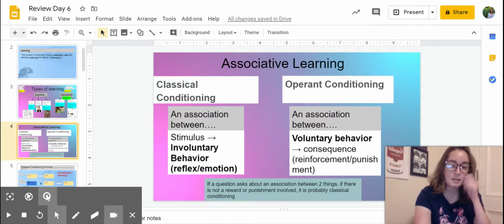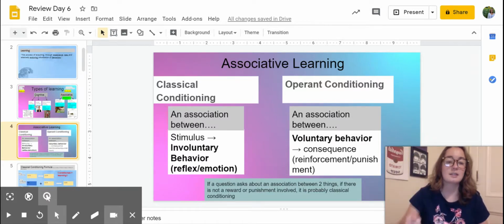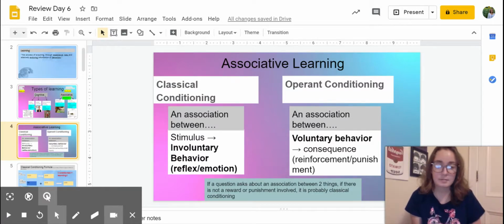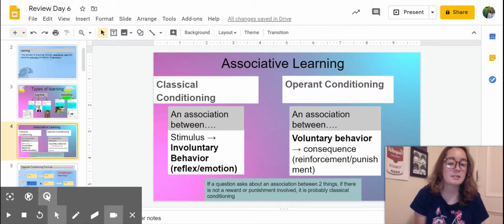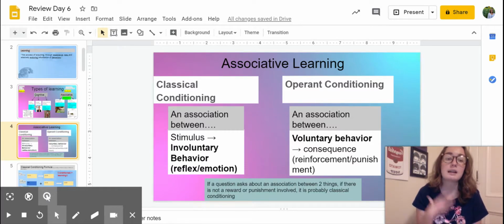Then operant conditioning kind of flips it. Whereas in classical, it's a stimulus that then causes a behavior, in operant conditioning, it's a behavior that is then getting rewarded or punished. And based on that reward or punishment, it'll either happen again or not happen again. And the key thing to note about operant conditioning is that it's a voluntary behavior, that you have conscious control over whether you're going to do it or not. And getting rewarded or punished for that behavior is going to determine whether you willingly, consciously are going to do that behavior again or not.